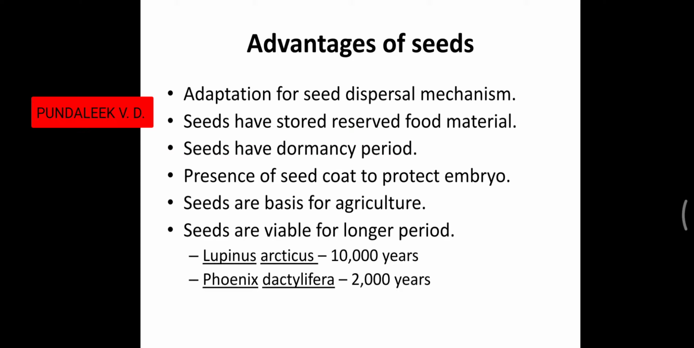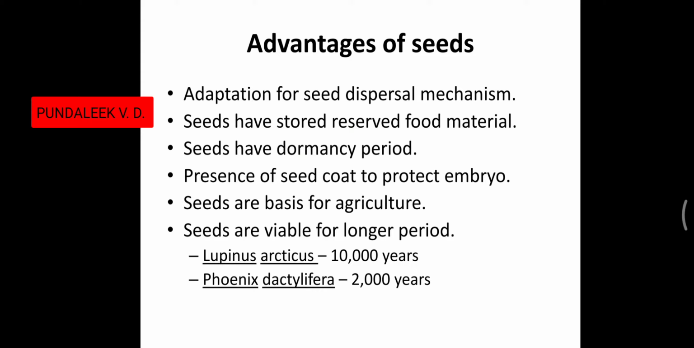The integuments convert into seed coats, and the function of the seed coat is to protect the embryo, which is the actual living part of the seed. In terms of agriculture, seeds are the basis for agriculture. We may have irrigation, we may have fertilizer, but without seed, they are useless. So seeds have become the basis for agriculture.